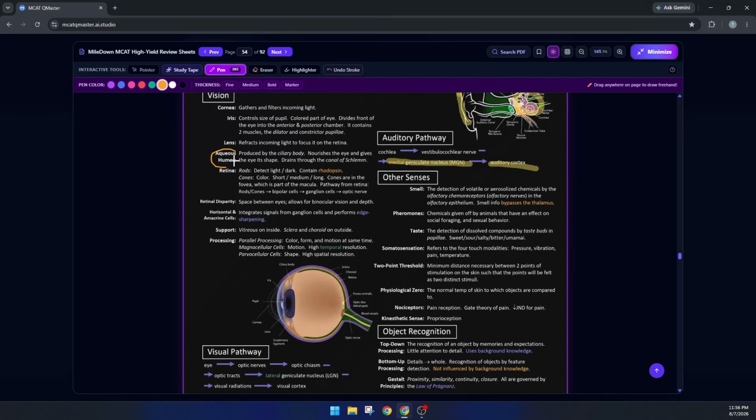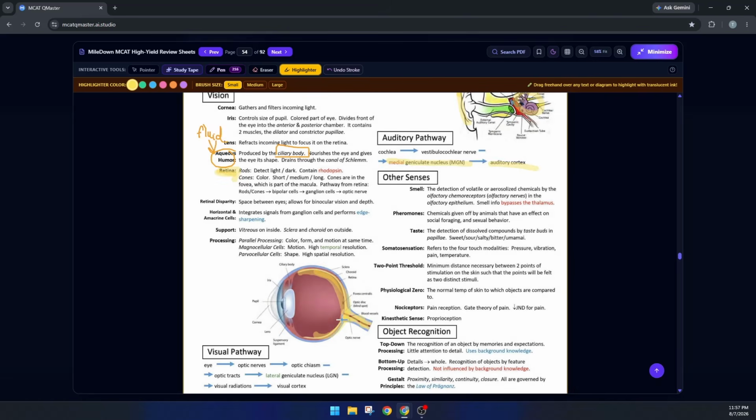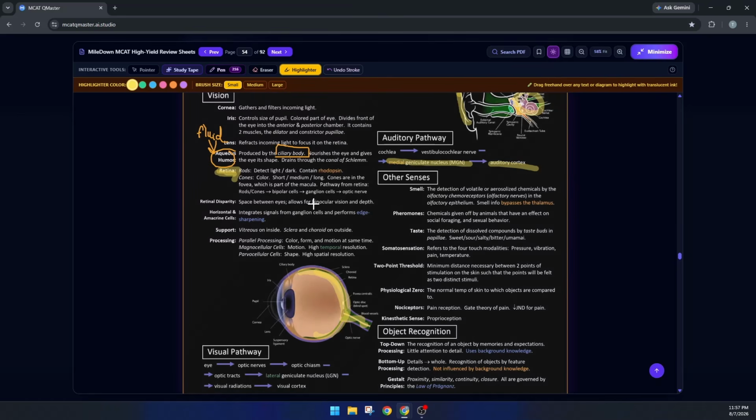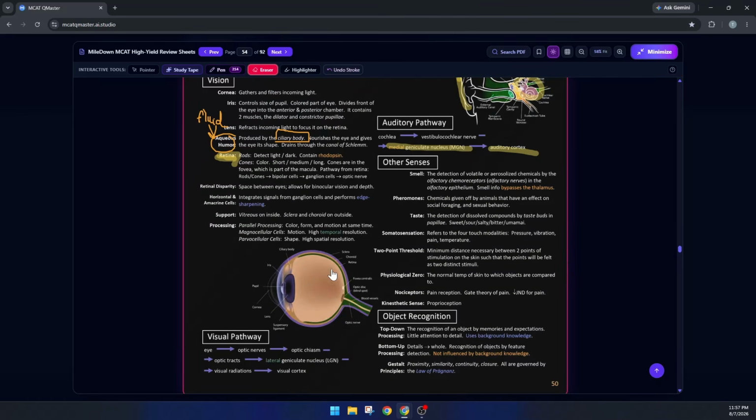Then you have your aqueous humor, which is produced by the ciliary body. Aqueous humor is just another fluid. I don't know why there are hundreds of names for different fluids in your body, but there are. Memorize all of this. The retina is at the back here. All of this green area of your eye down here is your retina.